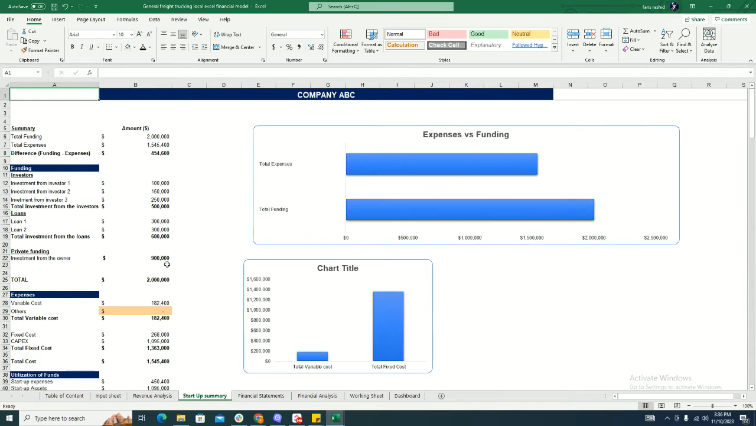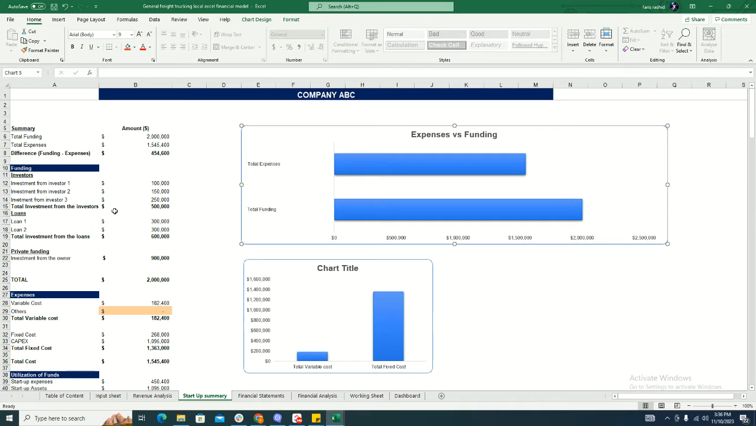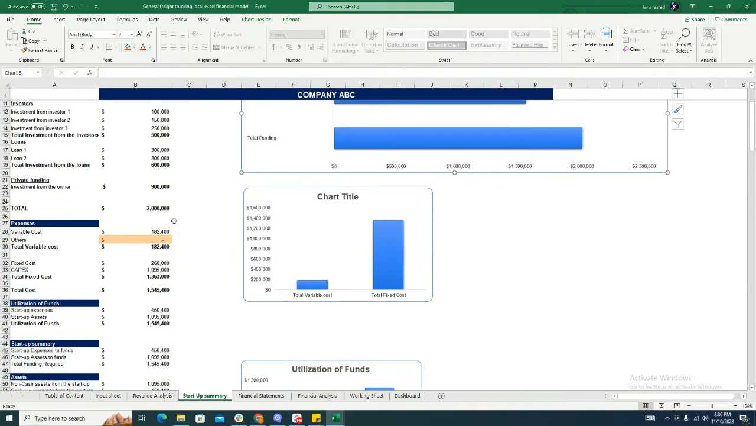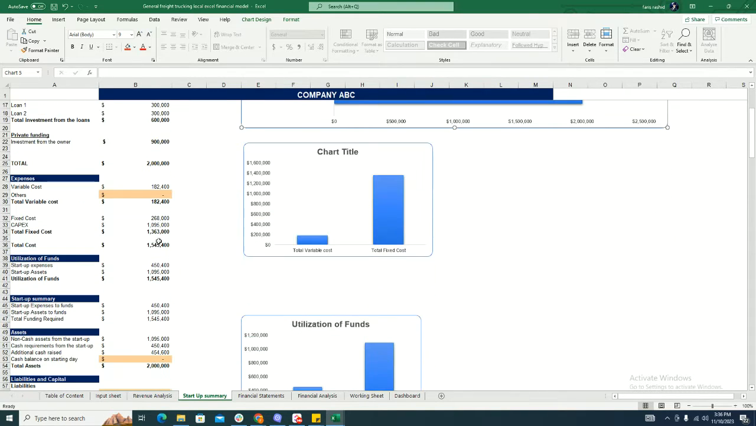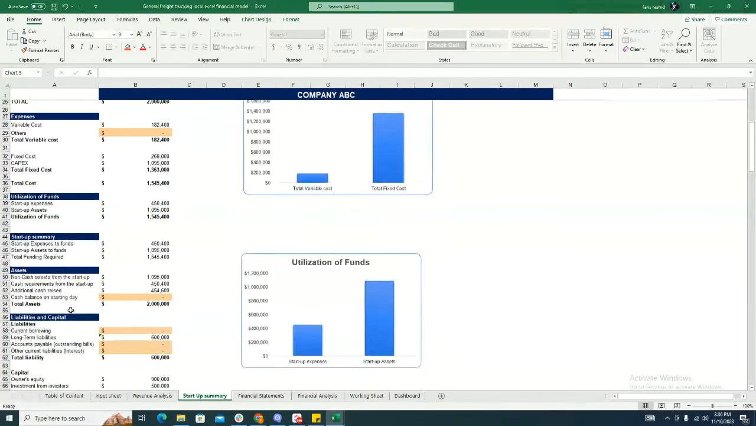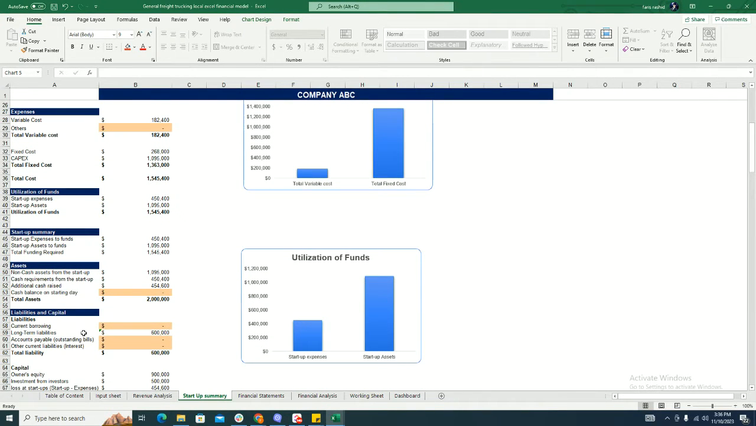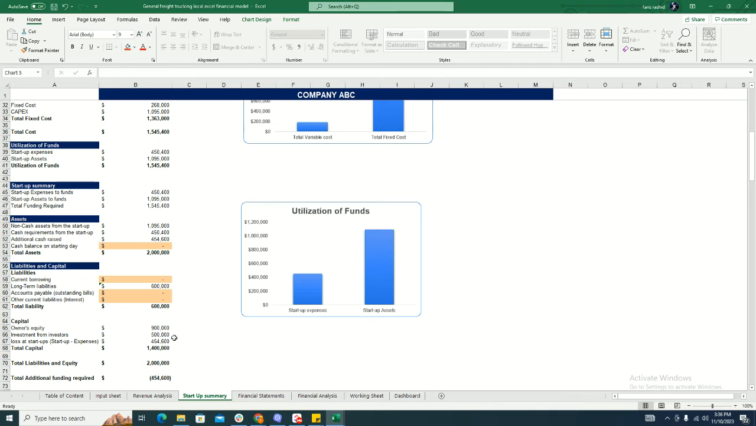Then comes the startup summary. The startup summary basically gives you a brief summary on the first year of the company. It tells you about the company's expenses and its fundings. It also tells about the company's assets and liabilities and capitals for the first year.